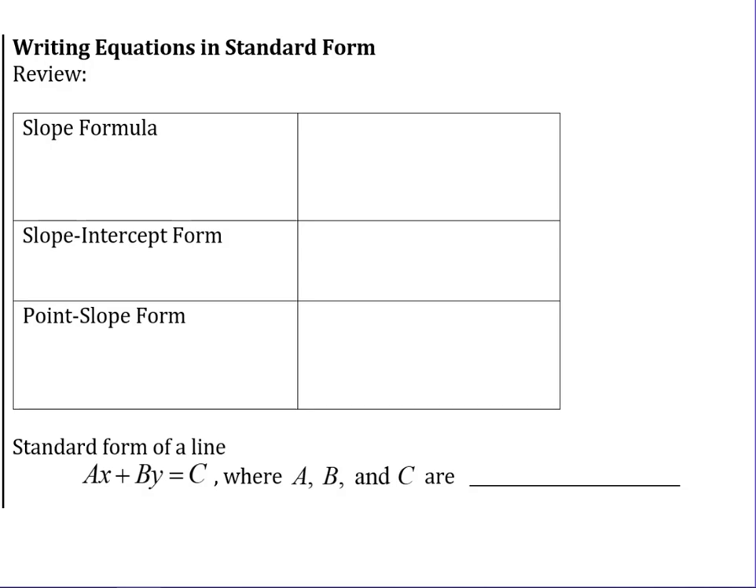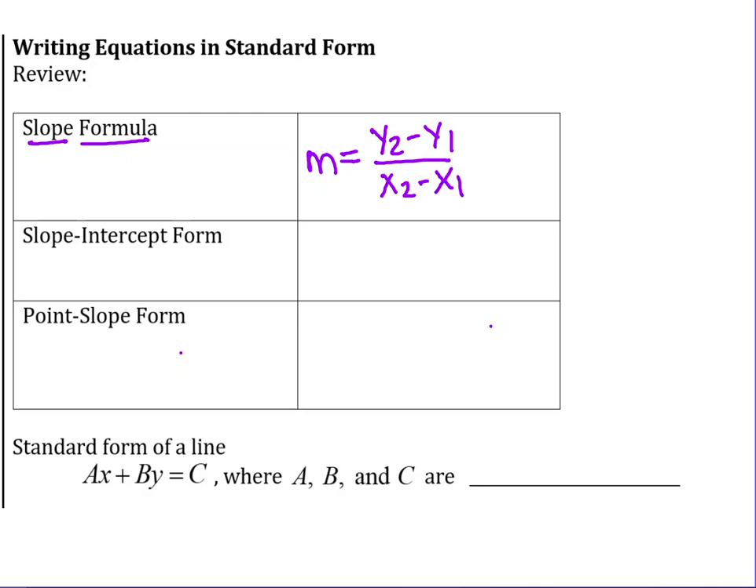Today we're going to look at writing equations in slope-intercept and standard form. Last class we looked at point-slope, and we're just going to review some of the equations that we've learned so far. The first one that we're going to look at is the slope formula. We talked about this last class. Remember, that's m equals y2 minus y1 over x2 minus x1.